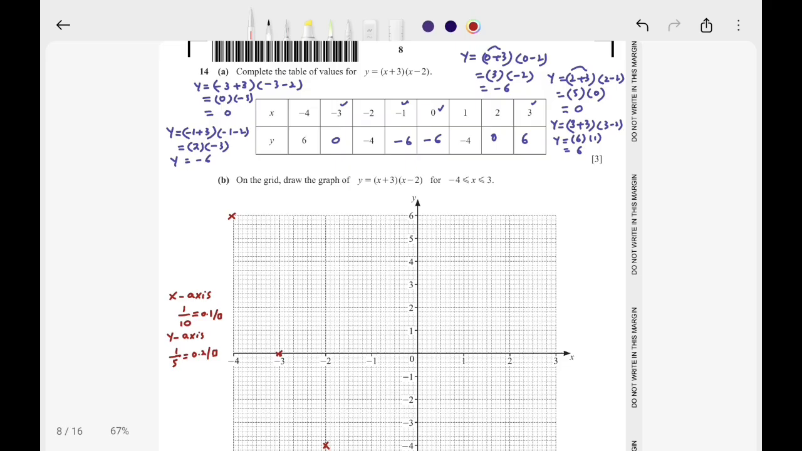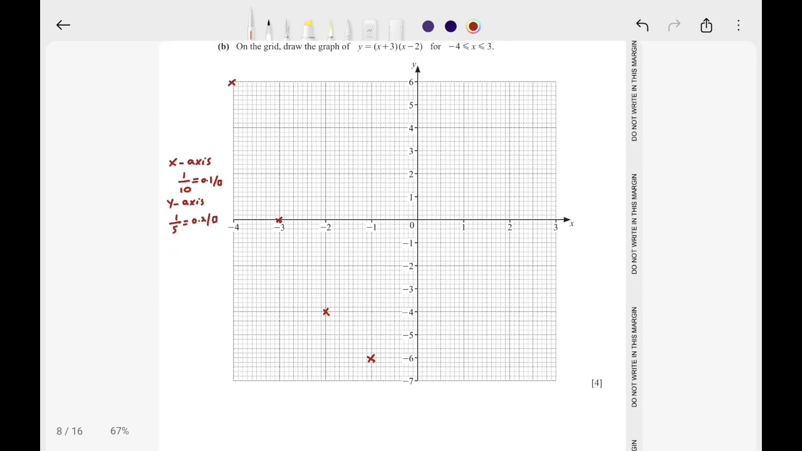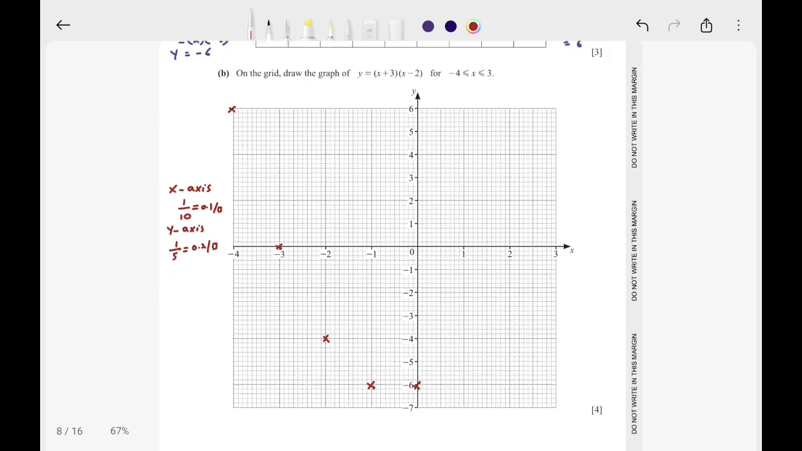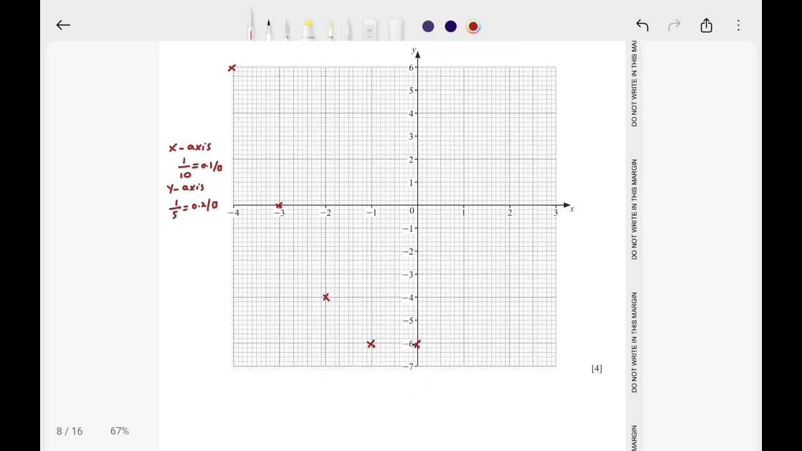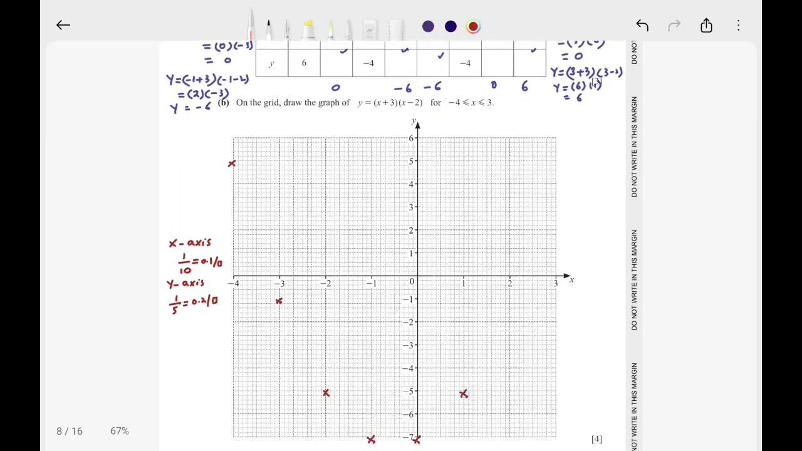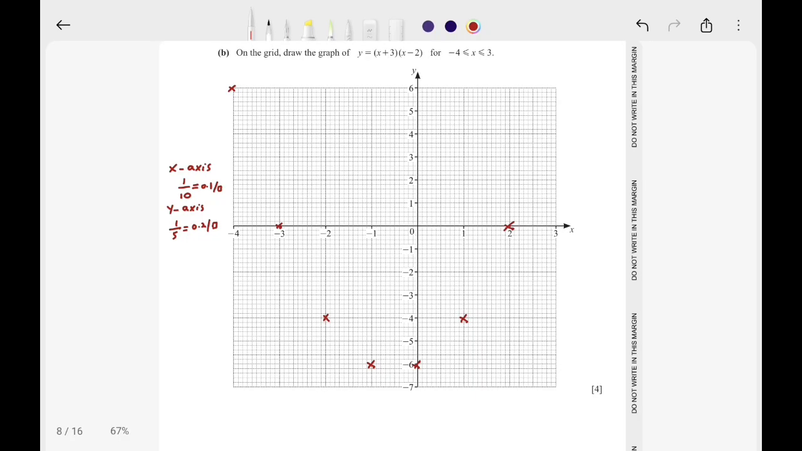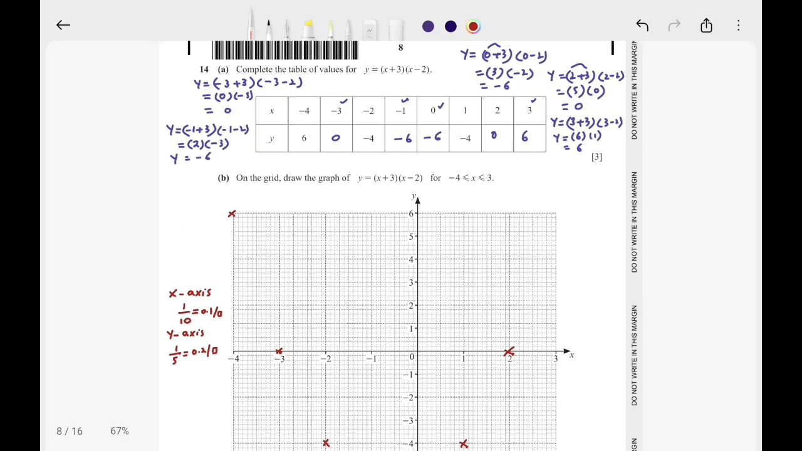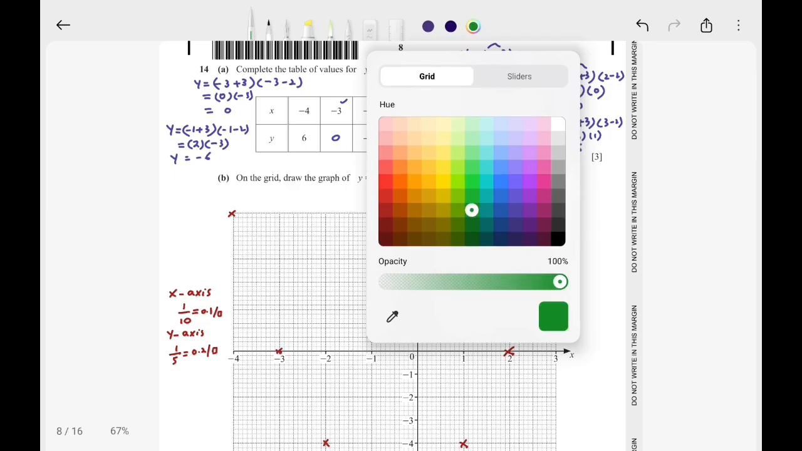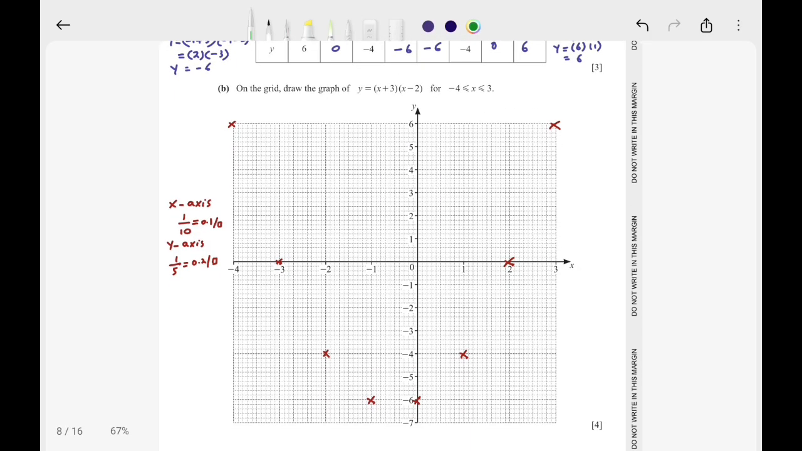And then 0, minus 6. 0, minus 6 would be here. And 1, minus 4. 1, minus 4 would be here. And 2, 0 would be on the x-axis, and 3, 6 would be here. Now we have to join them. We have to make a smooth curve.